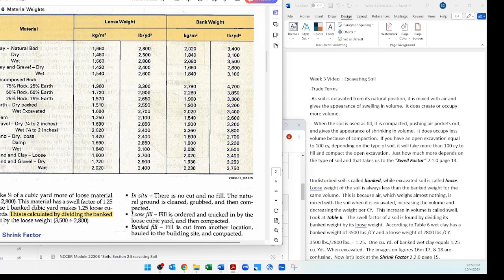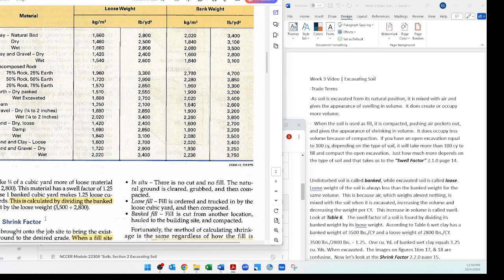I don't want to talk about this in this way. That's why I did this. So if I want to find the swell factor, now the swell factor is what we're really after, you use the loose weight in relation to the bank weight to get it. It's actually found by taking the bank weight and dividing it by the loose weight.